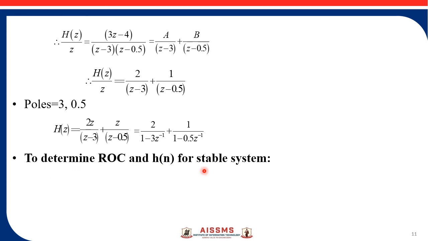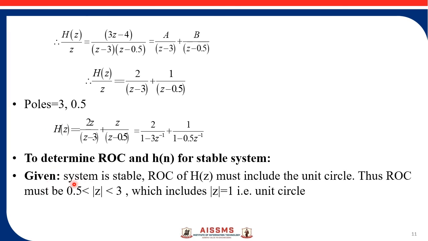Now to determine ROC and H of n for the stable system, because we want to find out the H of n, and we are given three conditions. First was if the system is stable, so we have to find out the inverse Z transform of H of Z. Now the system is stable if the ROC of H of Z includes the unit circle. Therefore the ROC must be between 0.5 and 3. That means we have found the poles 0.5 and 3. So the ROC, that is mod Z, must be 0.5 less than mod Z less than 3, which includes mod Z is equal to 1, that is the unit circle.